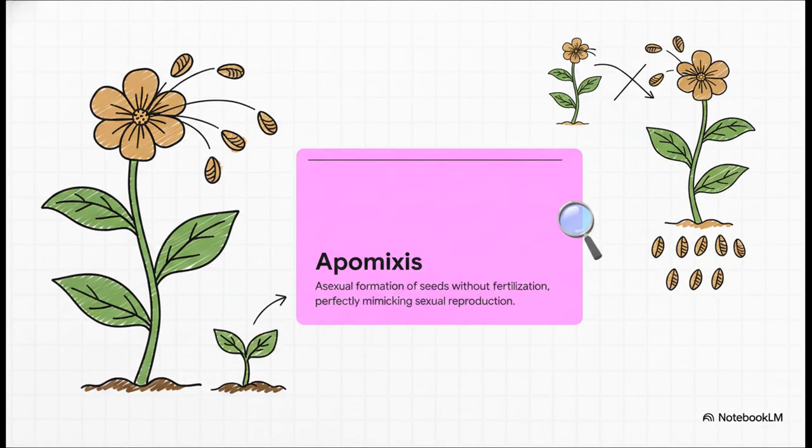Next up is apomixis. Honestly, this is arguably the ultimate cloning hack for plants. It is the formation of seeds without fertilization. What usually happens is a diploid maternal cell simply bypasses meiosis and develops directly into an embryo. Because there's no mixing of male and female genetics going on here, it's an asexual reproduction process that perfectly mimics sexual reproduction. The resulting seed captures 100% of the mother plant's exact genetic traits, without ever needing a hybrid mate.